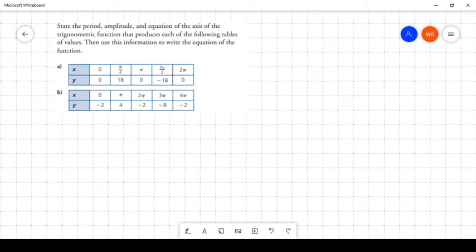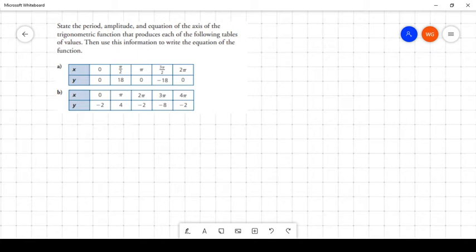So I want you to look at the question. It says, state the period, the amplitude, and equation of the axis of the trigonometric function that produces each of the following tables. Then use this information to write the equation of the function. In other words, there's a single trig equation that will describe what's happening in this table of values. When you break this problem down, it's actually very manageable.